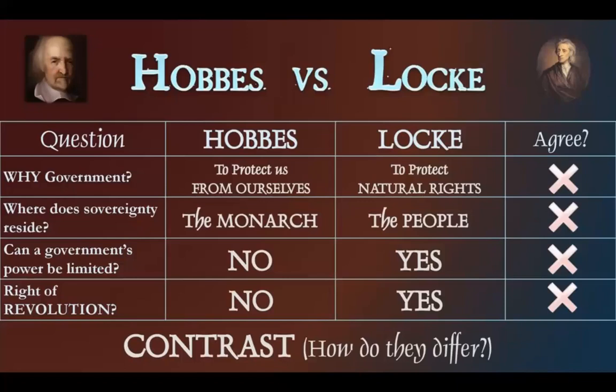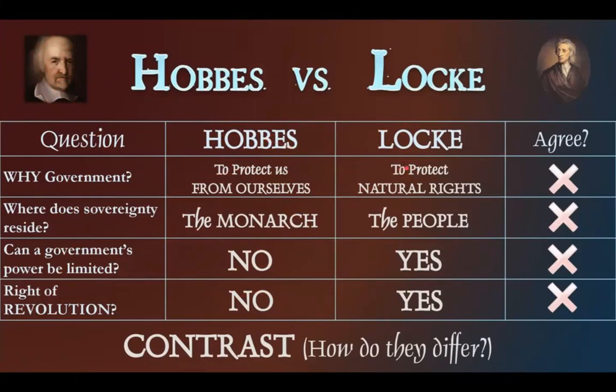So you always have this Hobbes. This is Thomas Hobbes right here. We don't really mention him because, well, Hobbes believes in the questions of why we form a government is to protect us from ourselves. Where does the power reside? He said the king. And can a government's power be limited? He believes no. And should there be a right of revolution? He also said no. John Locke, on the other hand, said, why do we form governments?